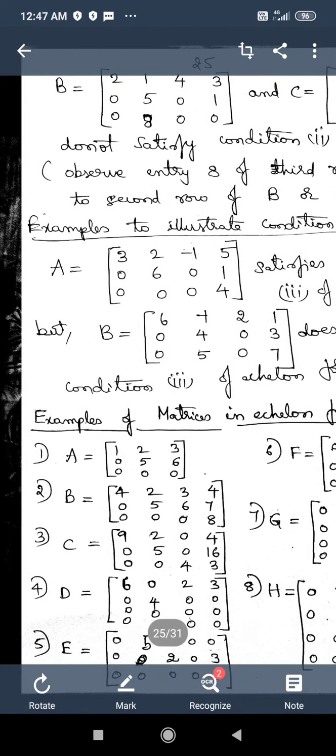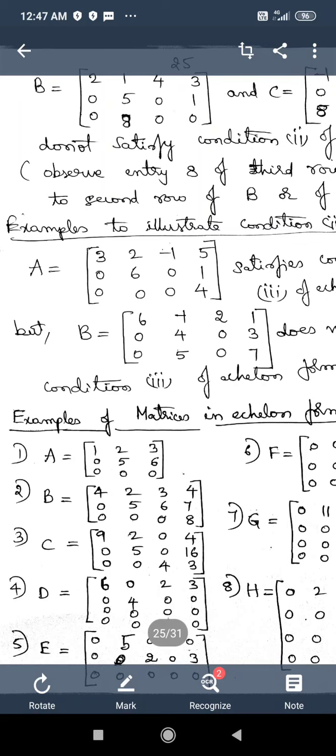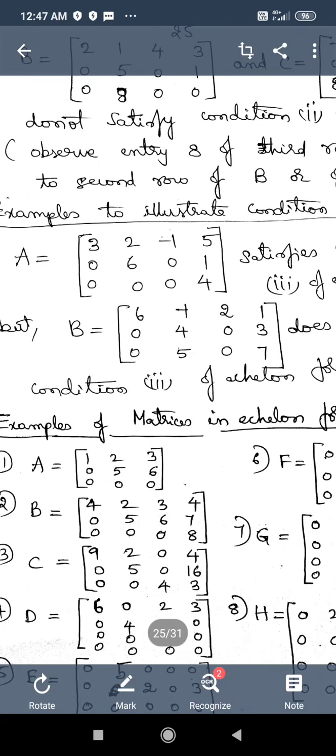So the first example I have given is capital A is equal to 1, 2, 3, 0, 5, 6, and the last row is all zeros. So here the first 2 rows are non-zero rows, and the last row, the third row, is the zero row. And we can see by condition 1 that the non-zero rows are above the zero row, and condition 1 is satisfied in the matrix A.